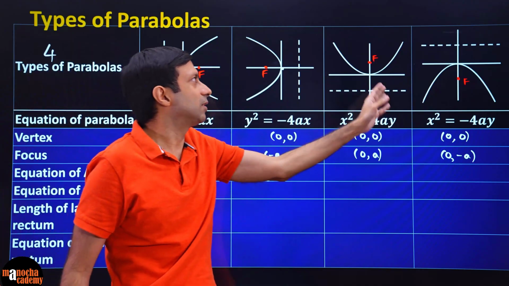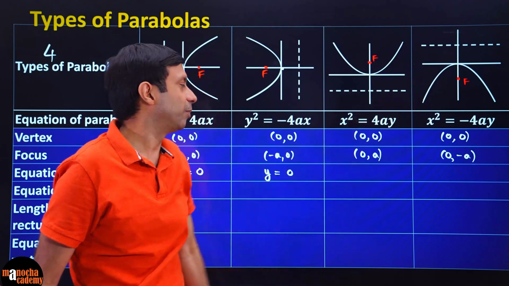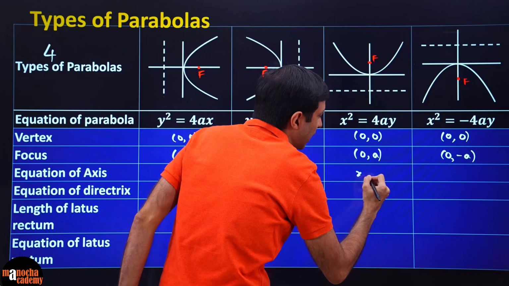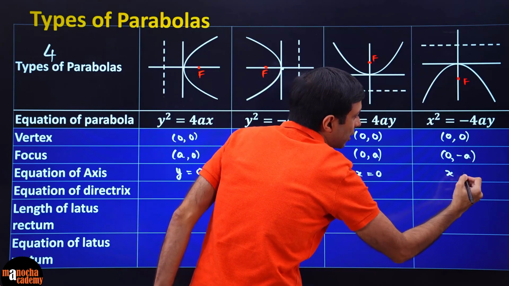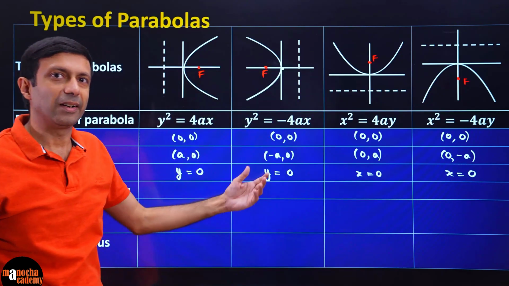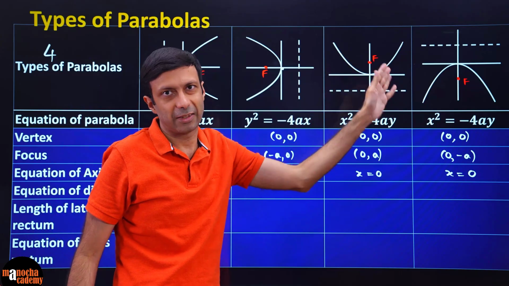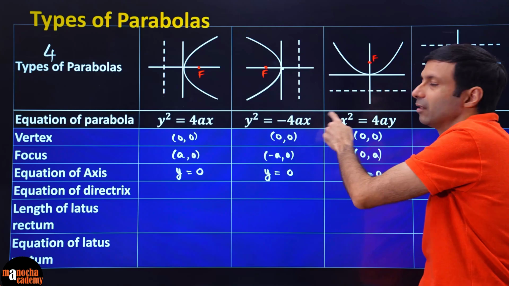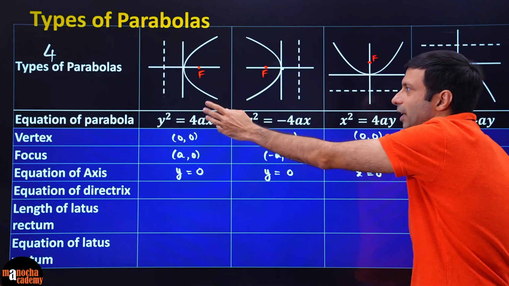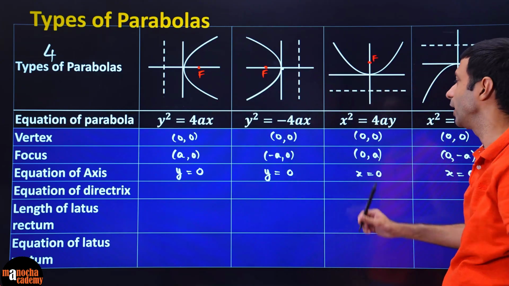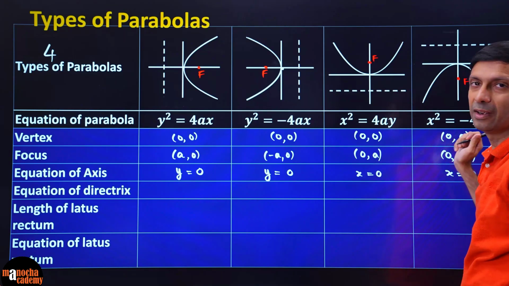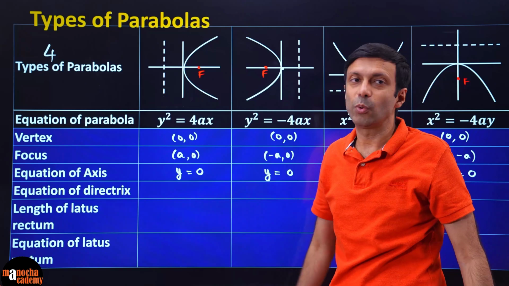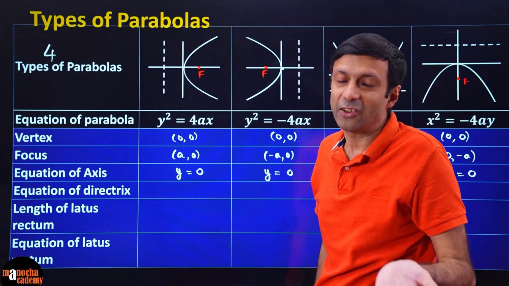For these two parabolas, the upward and downward parabolas, the axis is the y-axis. So we'll say x equal to 0, x equal to 0. So if they ask you the equation, you write it like this. Otherwise, you can simply say y-axis. Clear? And again, see in this table I've written, these are all the standard equations of the parabolas, right? Y square equal to 4ax, y square equal to minus 4ax, x square equal to 4ay, and x square equal to minus 4ay. Next, let's look at the equation of the directrix, because directrix is also a line.